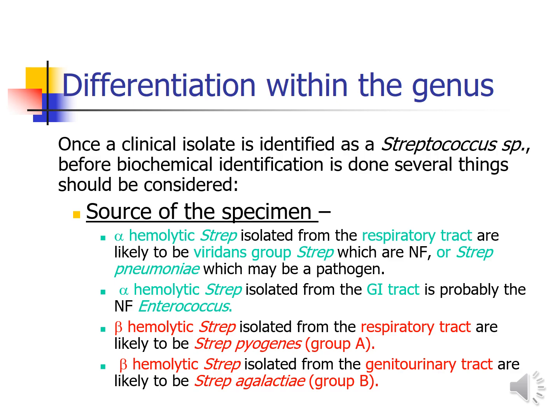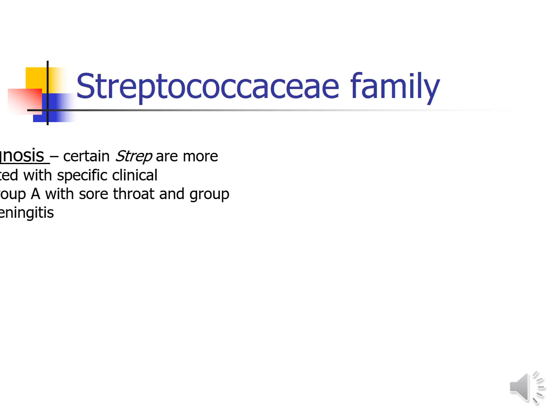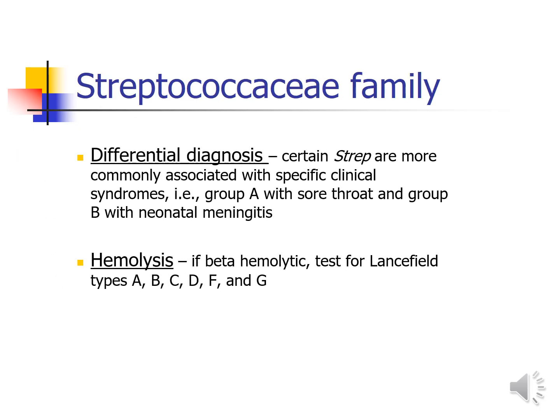Beta hemolytic streptococci from the respiratory tract are most likely to be Streptococcus pyogenes. This is a pathogen. Beta hemolytic streptococci from the genital tract are most probably group B streptococci or Streptococcus agalactiae. For differential diagnosis, certain streptococci are more commonly isolated with special clinical symptoms, like group A with sore throat, and group B with neonatal meningitis. Based upon hemolysis, if it is beta hemolytic, the Lancefield classification is applied and they are classified into several groups like A, B, C, D, F, and G.